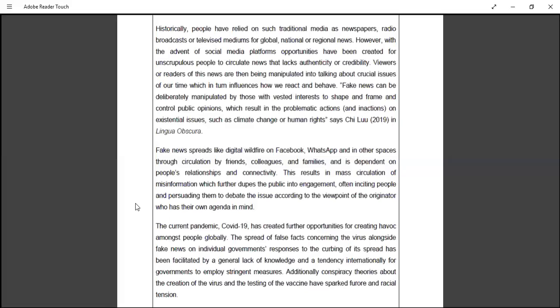So the second thing that you are now introduced to is that it spreads. This fake news spreads like nobody's business. Then we look at the third one. It says the current pandemic, COVID-19, has created further opportunities for creating havoc amongst people globally. Now, because we've actually introduced social media, and that's where fake news goes on the most, this news spreads faster. Now, they create a lot of problems in society.